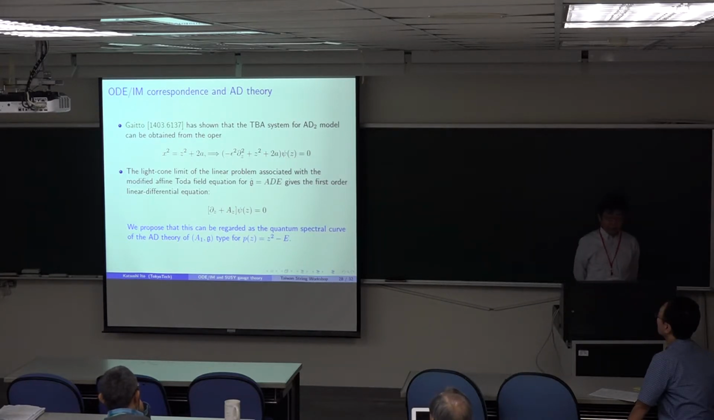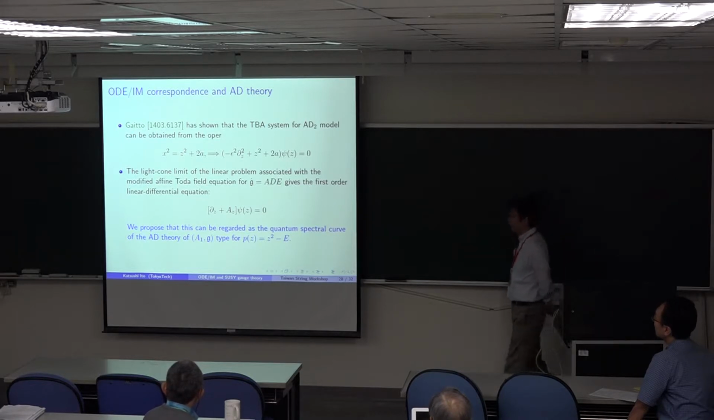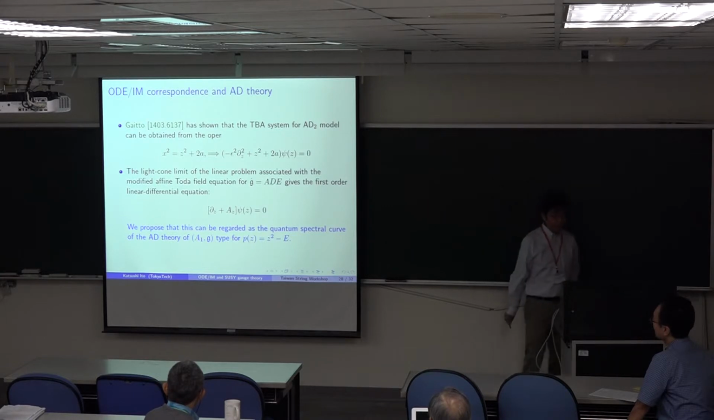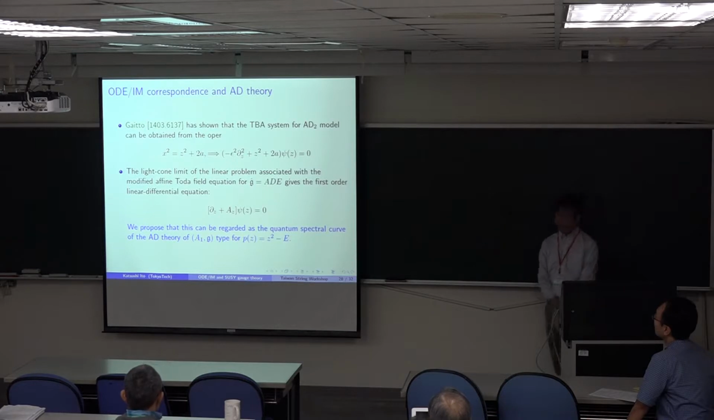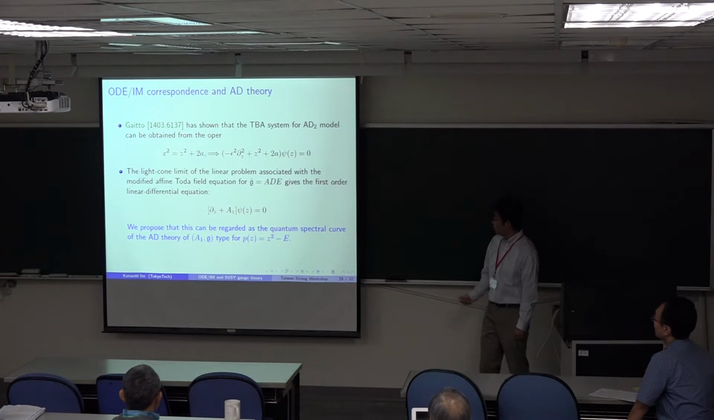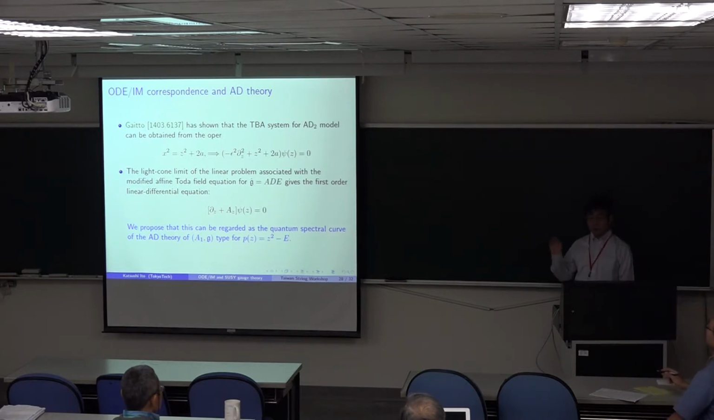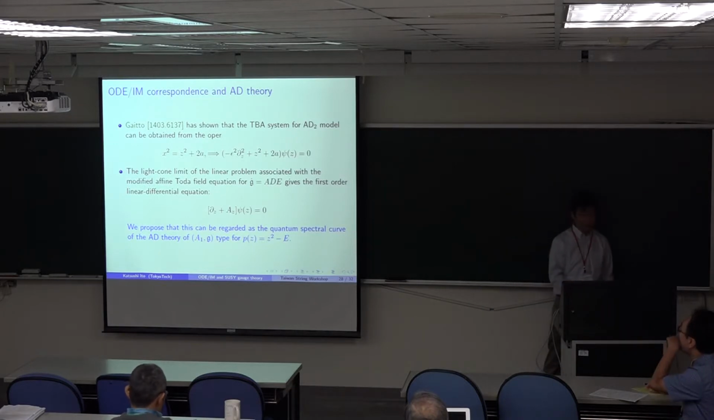So the right-hand limit of the linear problem associated with the modified affine equation gives the first order linear differential equation. In some cases, we have this kind of differential equation. So we propose that this can be regarded as a quantum spectral curve for AD theory of this type by taking some special polynomial. That is our working hypothesis to connect this ODE and the RPS status.